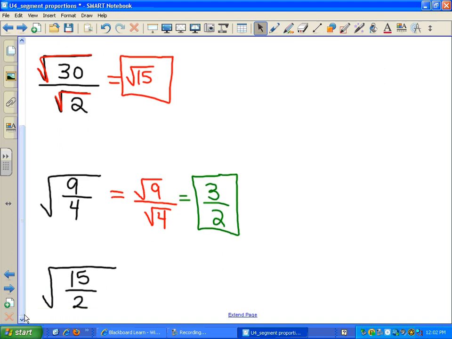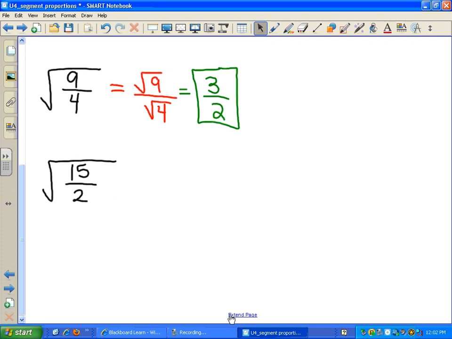Okay, let's take a look at this one. The square root of 15 divided by 2. I'm going to try to divide that out. 2 does not go into 15 evenly. So I'm going to rewrite this just like we did above. The square root of 15 divided by the square root of 2. Well, unfortunately, 15 is not a perfect square, and 2 is not a perfect square. So what we're going to do is we're going to rationalize.